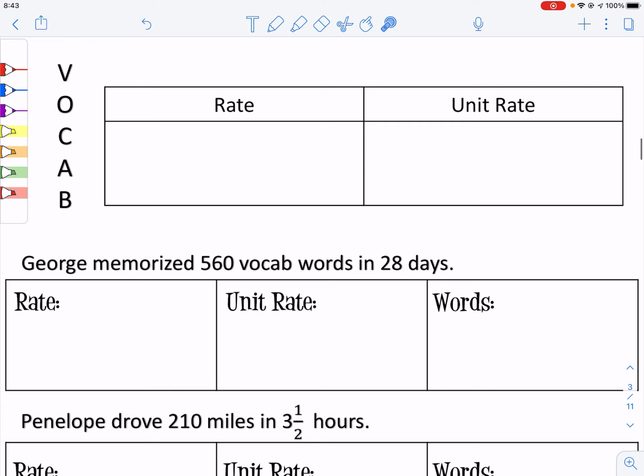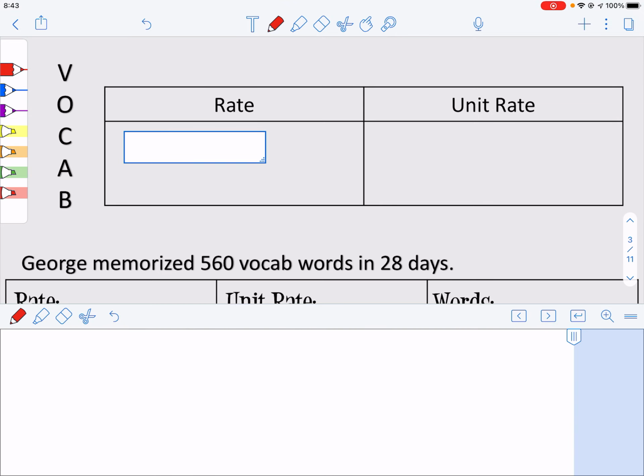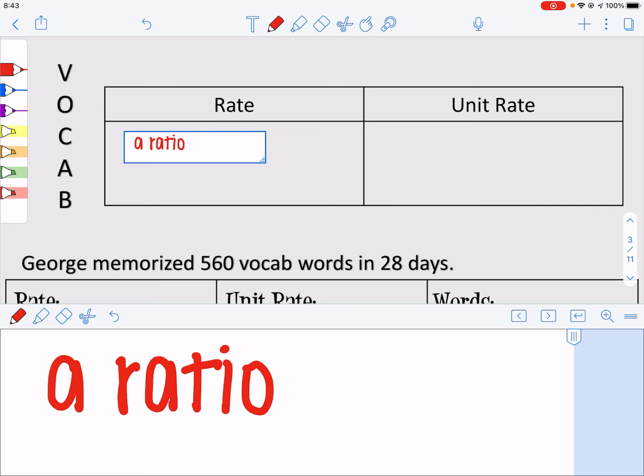All right, last thing we're going to talk about in this unit are rates and unit rates. So when we talk about rates, rates are very similar. Well, rates are a type of ratio. So a rate is a ratio.